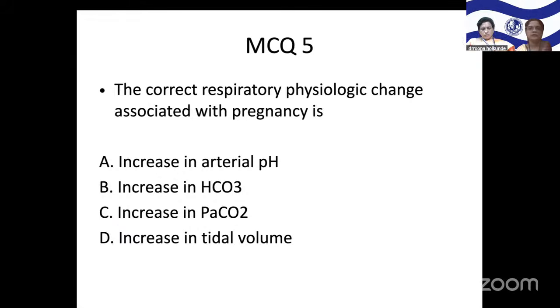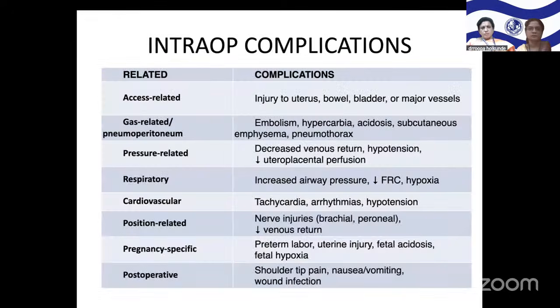What other intraoperative complications are you expecting in your patient? As it is a laparoscopic appendectomy, there are complications related to laparoscopy, which can be access related, as there can be injury to the uterus, bowel, bladder, or major vessels. There are also gas related, pneumoperitoneum related complications: embolism can occur, hypercarbia causing acidosis can occur, subcutaneous emphysema or pneumothorax can occur. Pressure related changes: aortocaval compression can occur even due to the pneumoperitoneum which is insufflated.